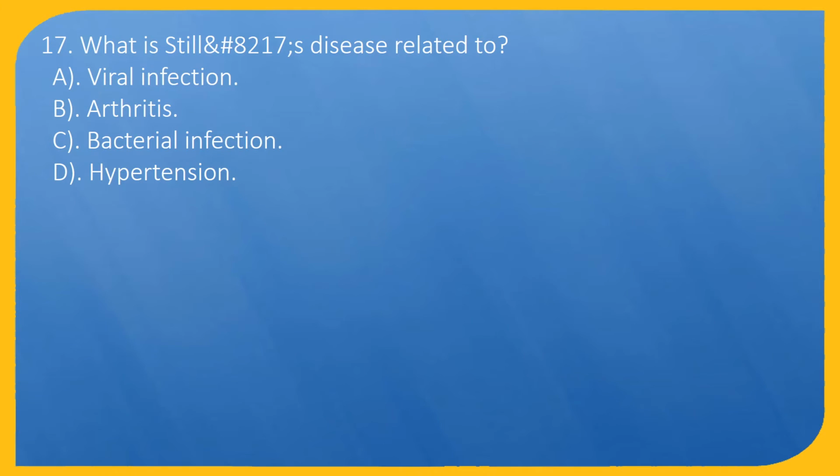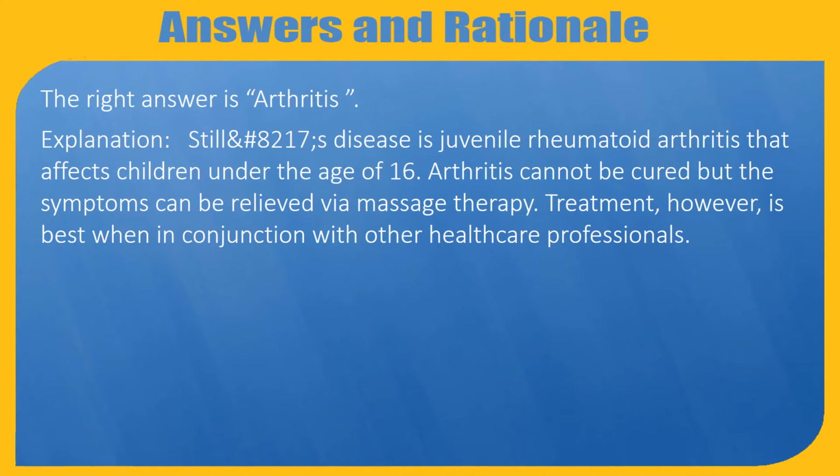Question 17. What is Still's disease related to? A. Viral infection. B. Arthritis. C. Bacterial infection. D. Hypertension. The right answer is arthritis.